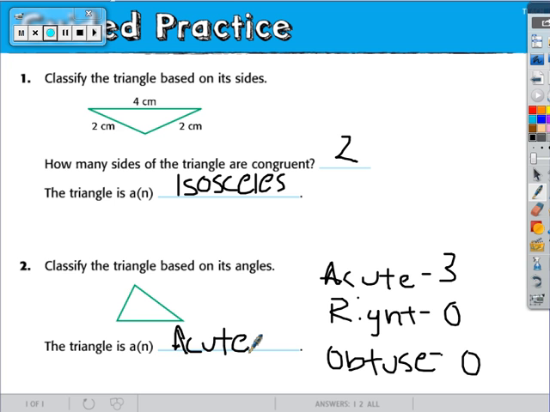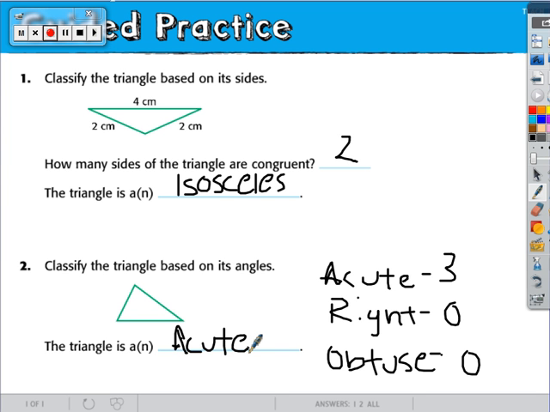Obtuse is larger than 90 degrees. Acute is less than 90 degrees. How many obtuse angles do you need for a triangle to be an obtuse triangle? How many obtuse angles does a triangle have to have in order to be considered an obtuse triangle? 1. Ms. Roskovsky, how many obtuse angles does a triangle need to have in order to be considered an obtuse triangle? Doesn't it say right there? Look at the page that you're looking at. It needs 1. Okay?